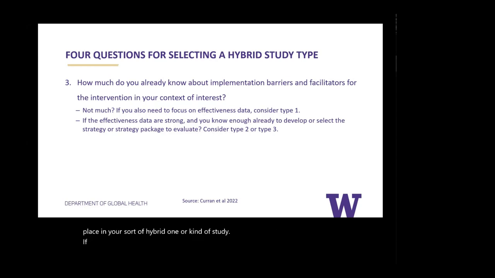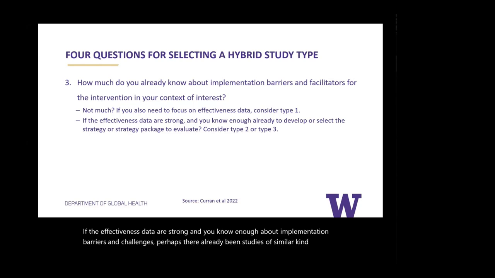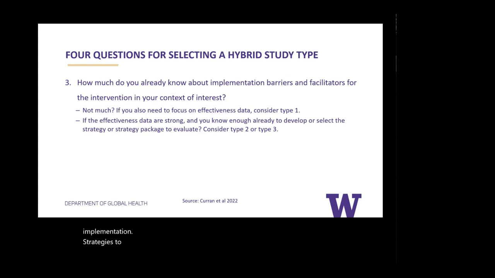If the effectiveness data are strong, and you know enough about implementation barriers and challenges, perhaps there have already been studies of similar kinds of interventions in, say, health facilities or in schools or in primary care practices and so forth, so we have a sense for what the likely implementation challenges, or maybe even implementation facilitators, are going to be in those settings. We have enough information already to select implementation strategies to evaluate, then we can gravitate more toward that hybrid 3 end of the continuum.